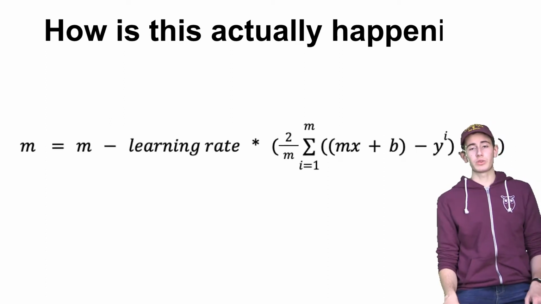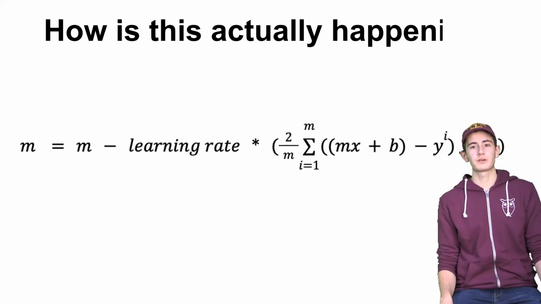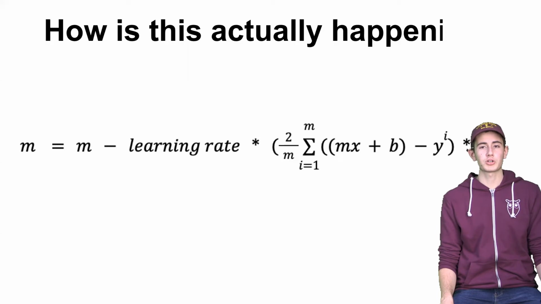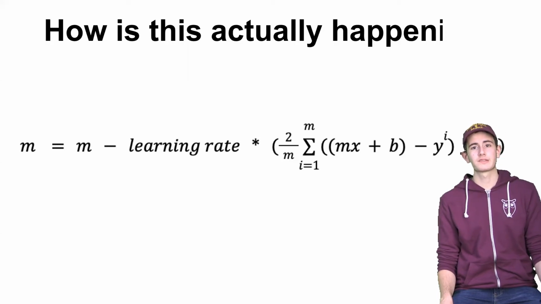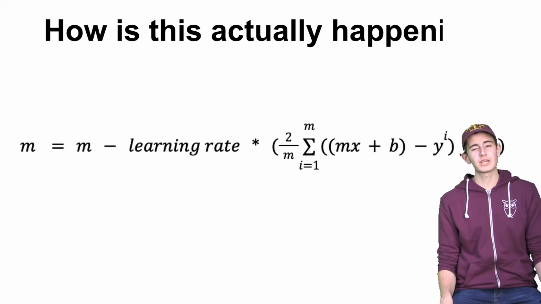Now, really, the gradient is a partial derivative of the cost function with respect to M. And I'm not going to go too much into this. So if you do want to find external resources about partial derivatives and gradients, I will leave that at the end of this video. So make sure to stick around for that. But this is the actual formulation for a gradient.